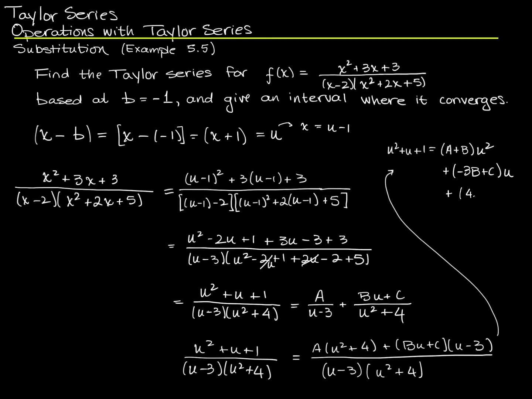So 4A minus 3C. This is not the only way to do this, but this is how I learned how to do it, so it's my preference. Now, the observation we can make is that terms with the same power must be equal. So the coefficients must be equal, and that means that A plus B equals 1.